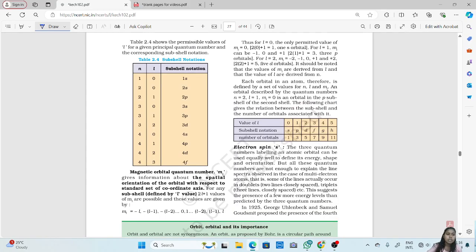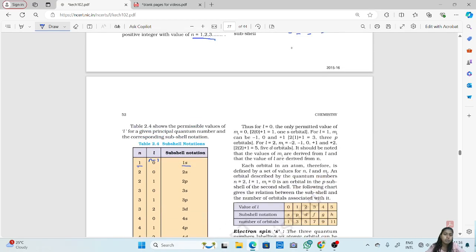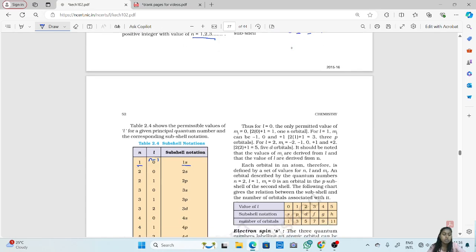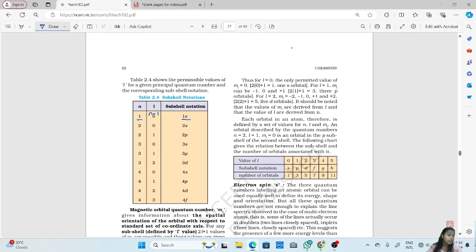Now, this is the principal shell, that is 1. How do you calculate l? l is calculated as n minus 1. So 1 minus 1 is 0. Since only one subshell is there, you denote it as s, p, d. So 0 means s, so 1s. 1s, why? Because n is 1.